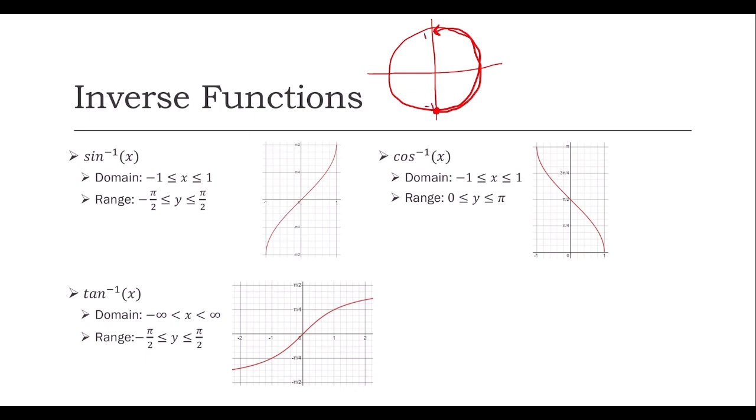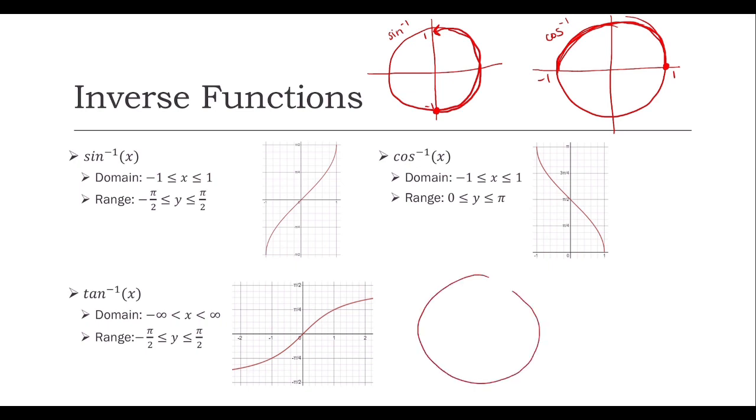For cosine, your domain is from -1 to 1 again, and your range is from 0 to pi. Because to get all of our cosine values, you just need this section of the circle. And these are inverse sine and inverse cosine, so don't forget that.